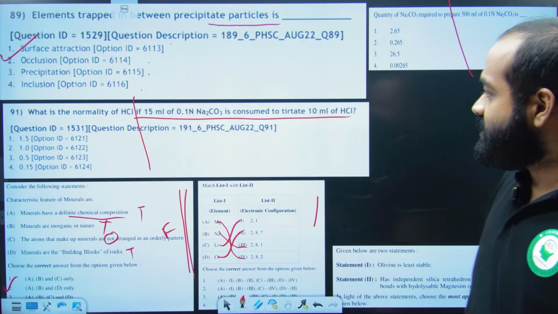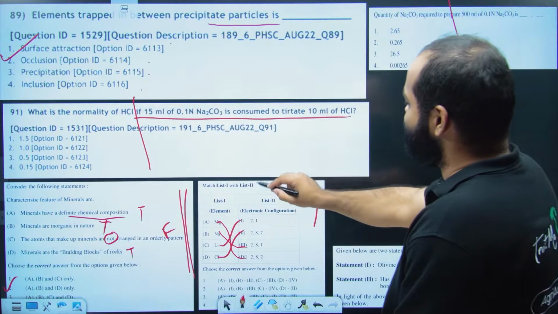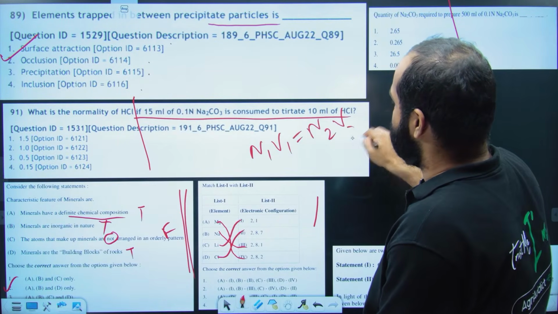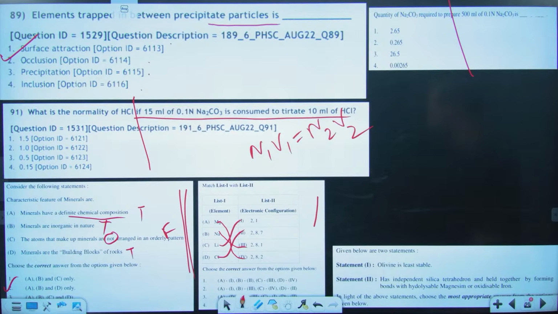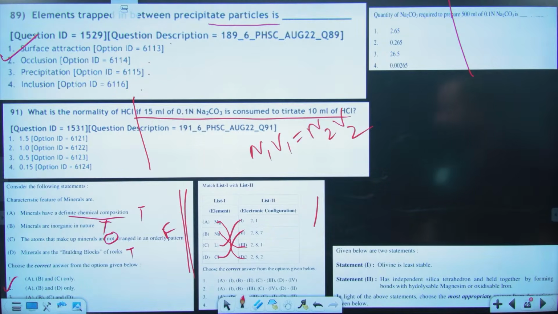91 you have calculated, very good, very good. If you have calculated, this is also very easy. We all know the formula, right? N1V1 equal to N2V2. This is also basic chemistry. If you guys want a basic chemistry class, please write in the comment of this video, not in the live chat, write it in the comment and we will arrange it for you.